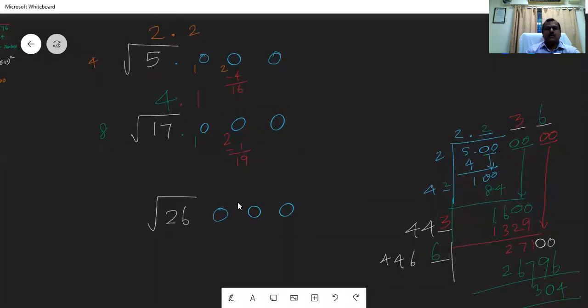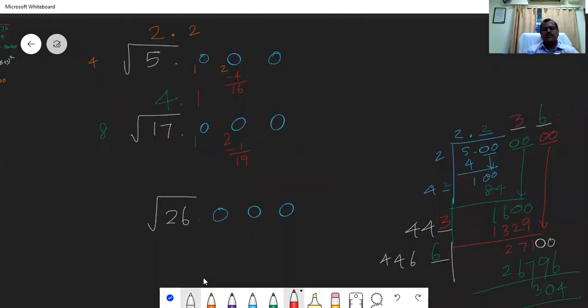Yes. Now come to 26. What is the nearest square root for 20? 5 squared is 25. Balance 10. Balance 10. Twice the 5 is 10. 20. How many times? That means balance.